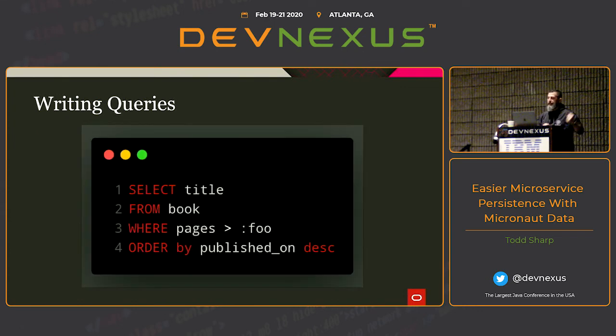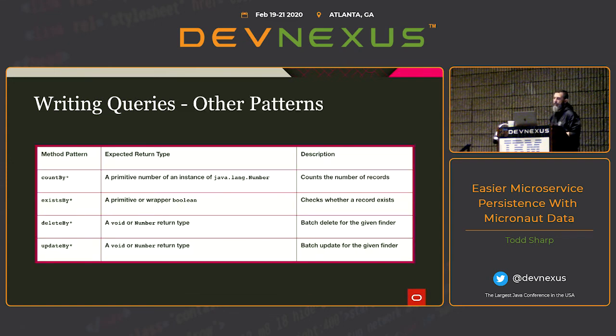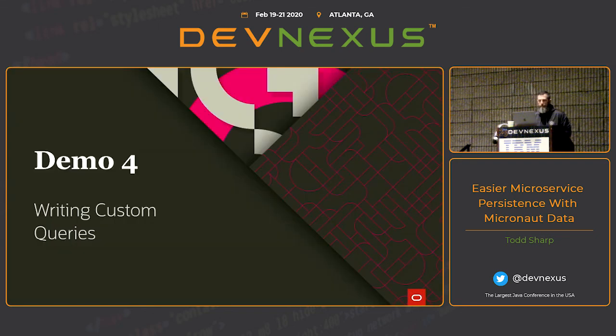And essentially that last example boils down to this at compile time. Select title from book where pages are greater than a parameter, and then order by the published on date. There are other patterns that you can also use, like count by, exists by, delete by, and so forth, to do pretty much any operation that you can imagine.